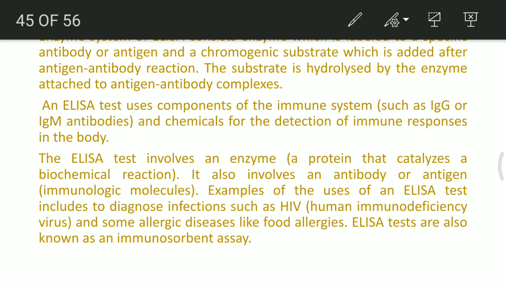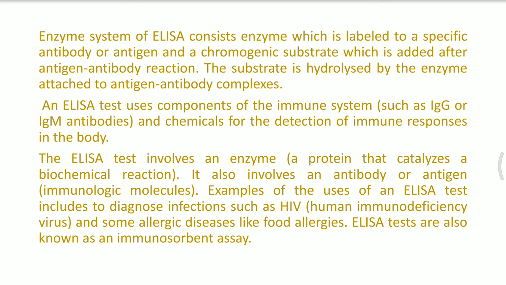An ELISA test uses components of the immune system. That's why I said IgG, which is immunoglobulin. Immunosorbent, that term comes from the usage of these immune system substances like IgG or IgM, which are antibodies, and some chemicals for the detection of immune responses in the body.